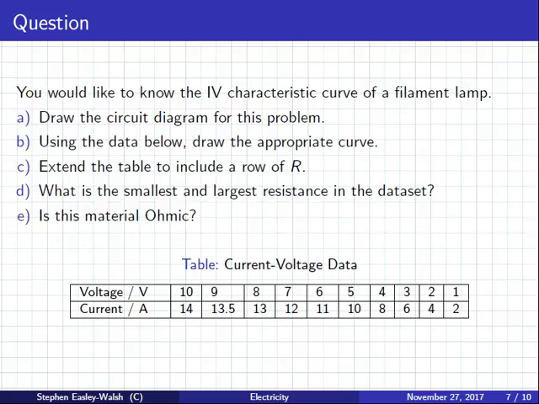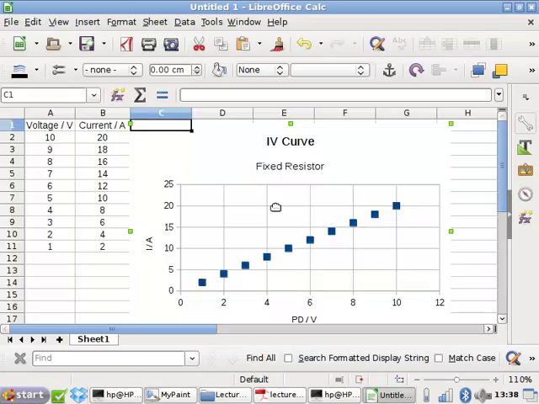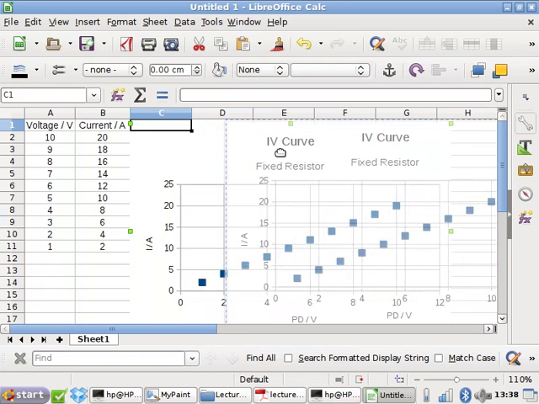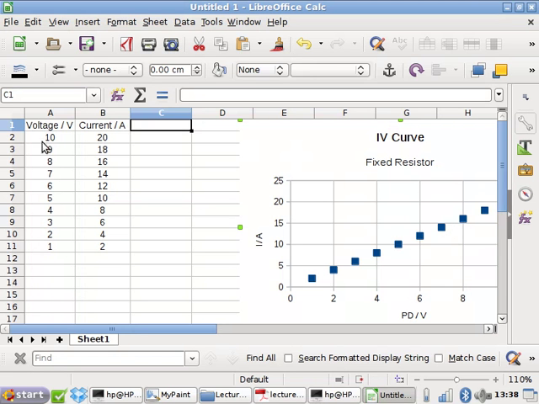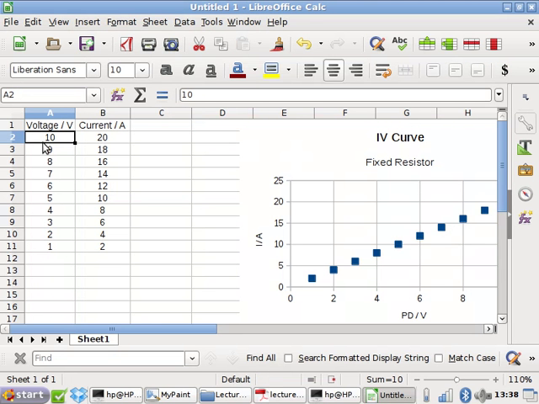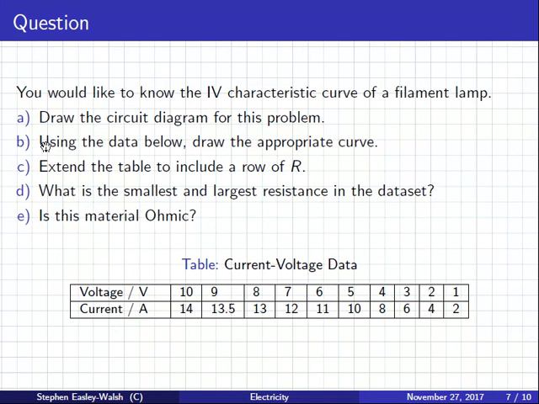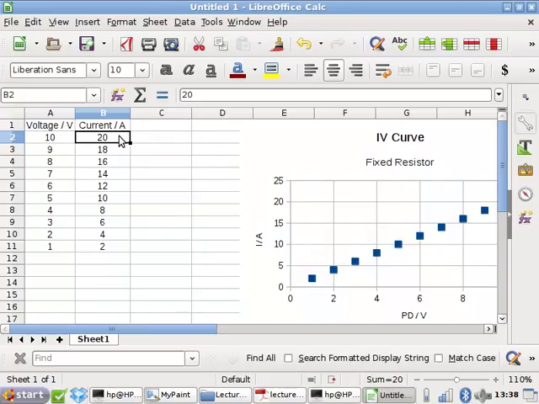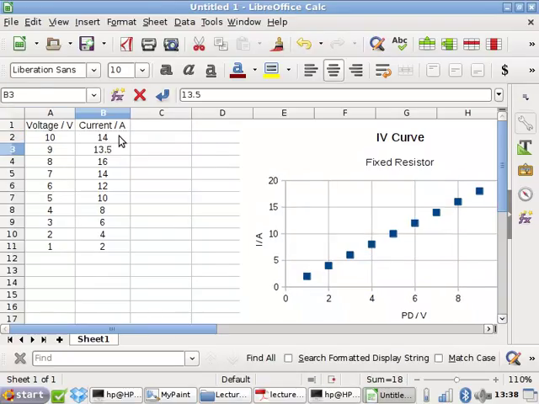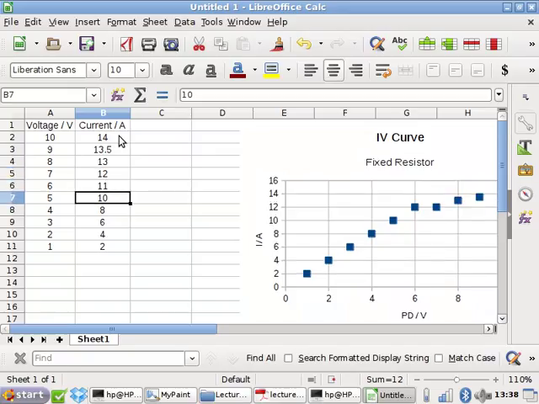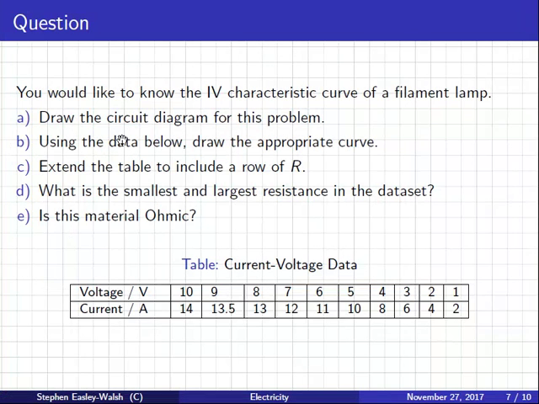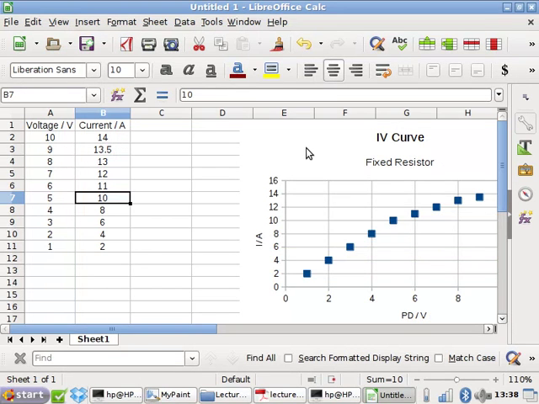Yeah, continue? Yeah. Do you need to look at something here? No? Can you tell me what the first voltage was? Oh, it's the same, 10 to 1. Okay, so it's 14, 13.5, 10, 9, 10, 8, 6, 4, 2? Okay.